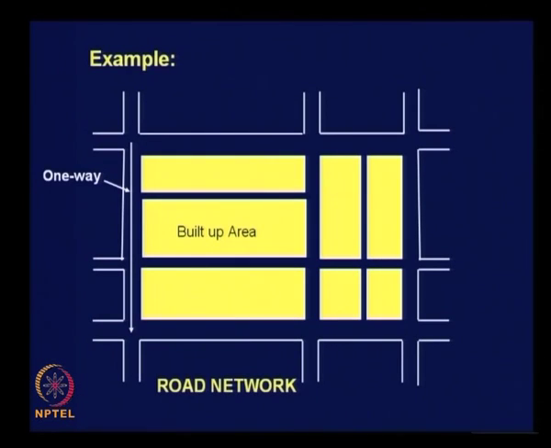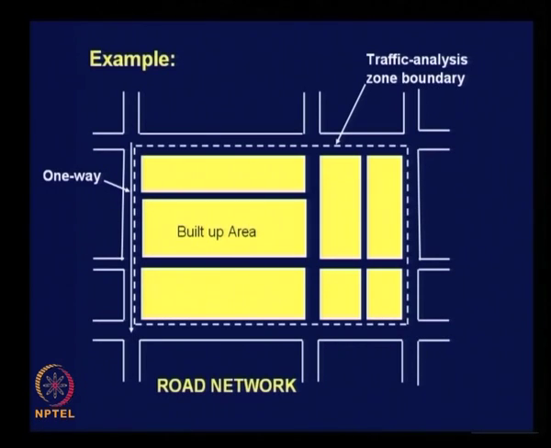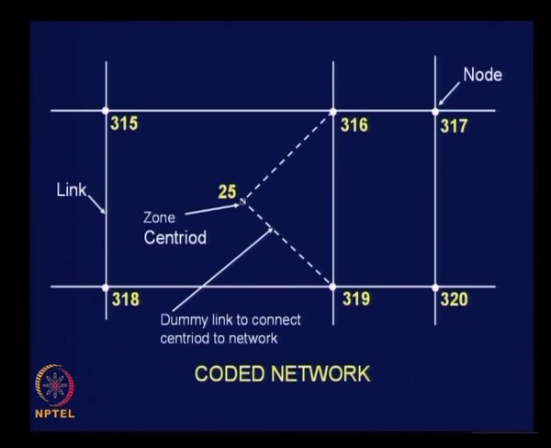You consider the same traffic zone here, and let us say the zone centroid is fixed in this area and given number 25, at the lower range, less than 100. These two dotted lines connecting the adjoining road intersections, which are also nodal points, with the zone centroid are called dummy links to connect the centroid to the main network.